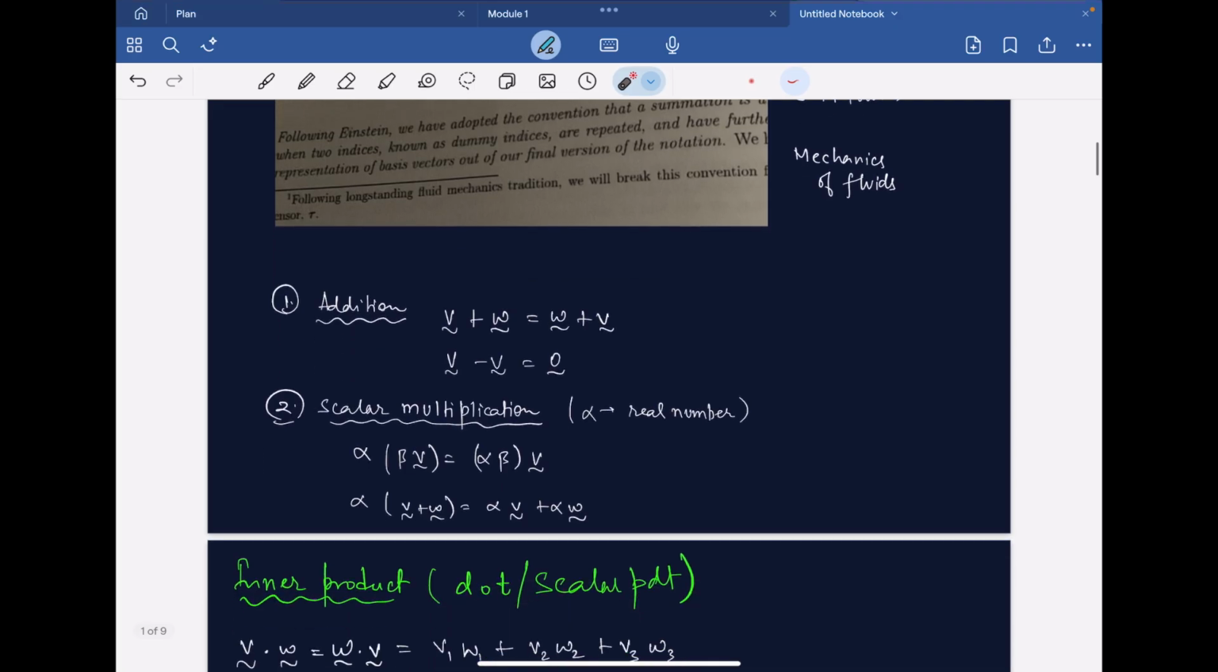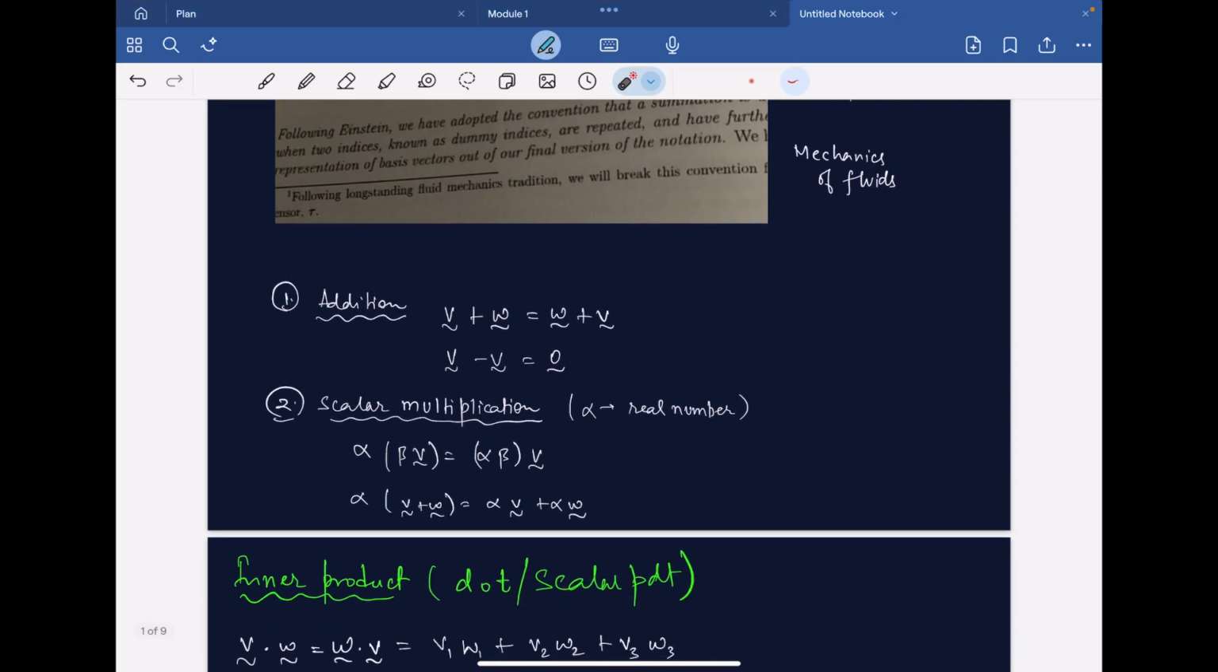Okay, simple properties of addition and scalar multiplication. I mean, this is basic stuff, but I'll just cover it. v plus w is w plus v. This property holds. v minus v is 0. For scalar multiplication, if you have any real number, or a combination of numbers, multiplying a vector, you can play around with them. You can write alpha beta into v, or if alpha is multiplying v plus w, an addition of vectors, you can write it as alpha v vector plus alpha w vector.